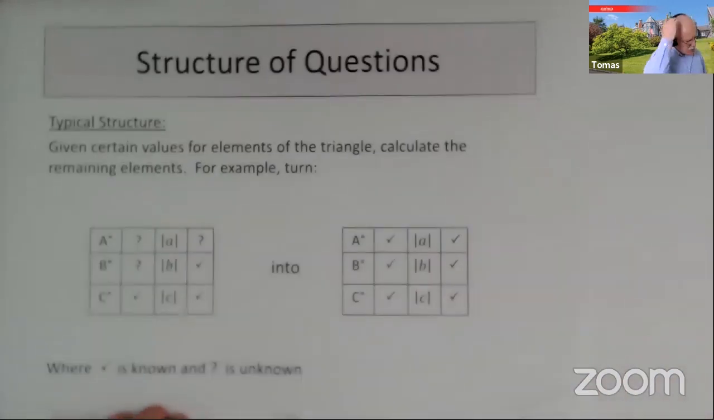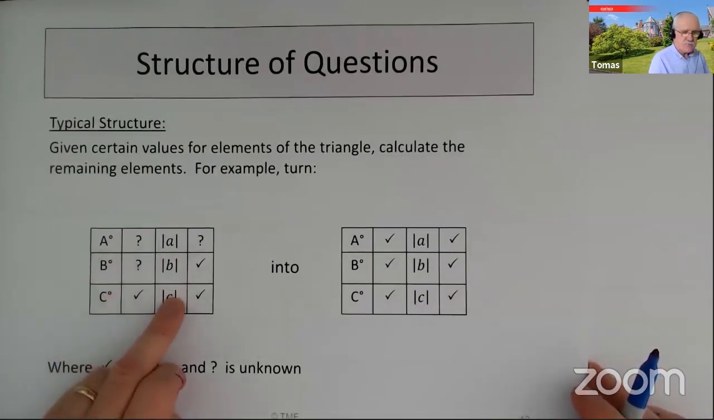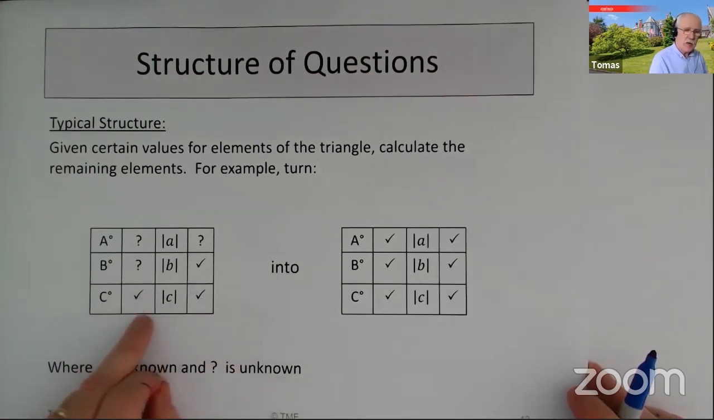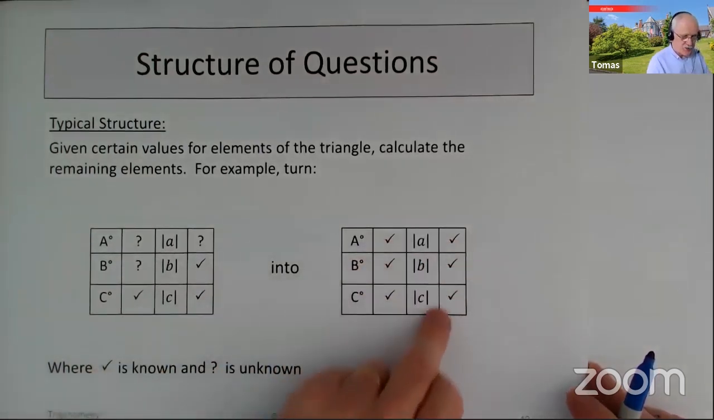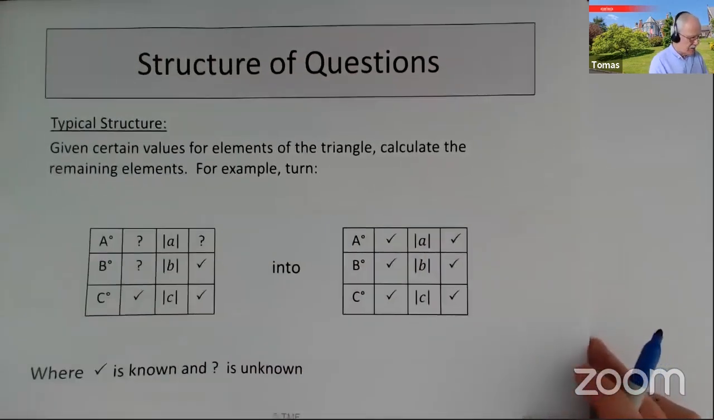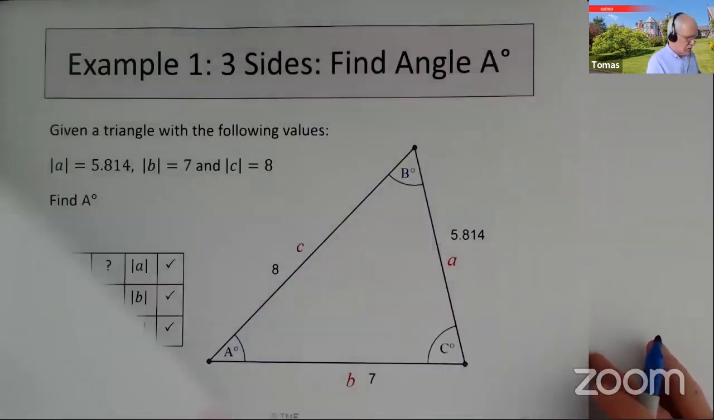How do these questions work? Well, there'll be 3 angles and 3 sides, and they'll tell you some of it, maybe an angle and 2 sides or something. Note that it's no longer 90 degrees. We don't have a 90. And we're going to try and turn it into something where we know it all. We've got all the sides and all the angles. So that's our job.